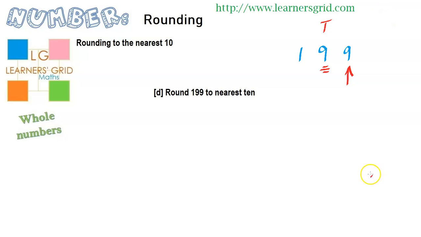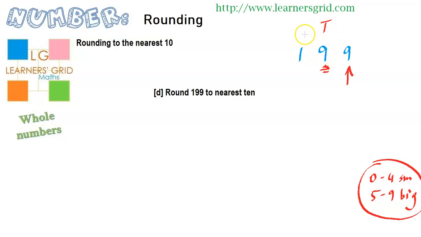And don't forget our indicators. So 0 to 4 is small, and 5 to 9 is big. This relates to our indicator digit. So let's look at the indicator digit. It's a 9. It's big, which means the target digit has to go up to 10. Now it becomes a little bit different in this case because going up to 10 is very difficult when we're only looking at this 9. So what happens is this. Essentially, you can write the 10 up here. This 0 takes the place of the 9, but this one and this one get added. So 1 plus 1 is 2, and this converts to a 0. So, rounded to the nearest 10, it becomes 200.